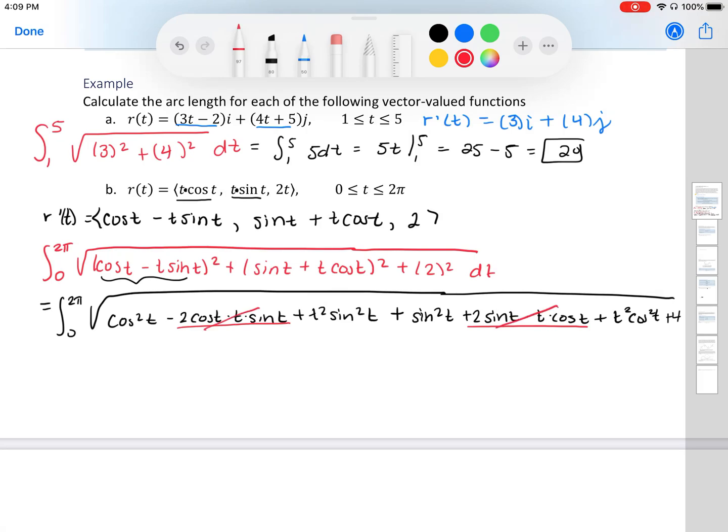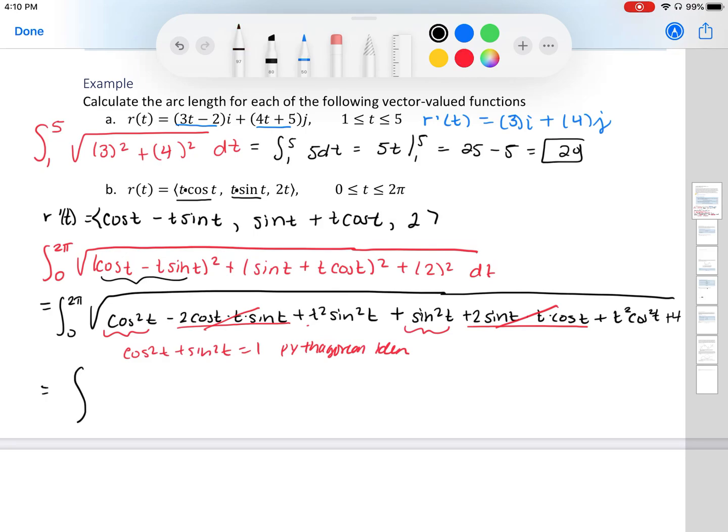And then we have the Pythagorean theorem rule. Cosine squared plus sine squared, that equals 1. So we can replace those two together with 1. So that we now have, let me write that so that you can follow, cosine squared t plus sine squared t equals 1. That's our Pythagorean identity. This one should be your best friend by now, right?